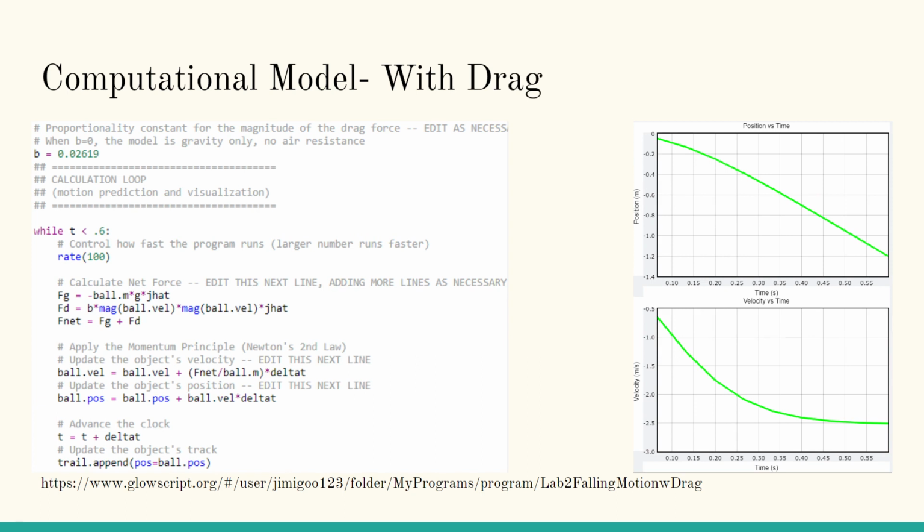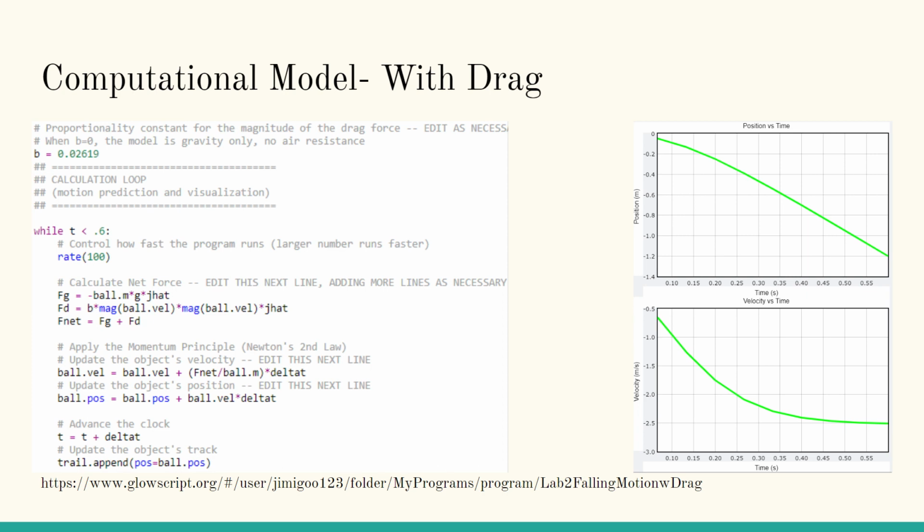For the code accounting for drag, the only difference is that b is no longer 0. I found the value for b through trial and error to get a final position similar to the experimental one. The F-net in this case will be gravity plus drag, which is b times velocity squared. Everything else is the same as the calculation with no drag.